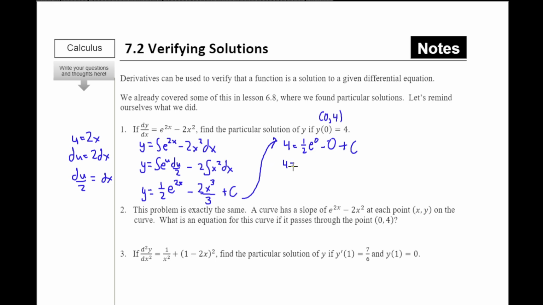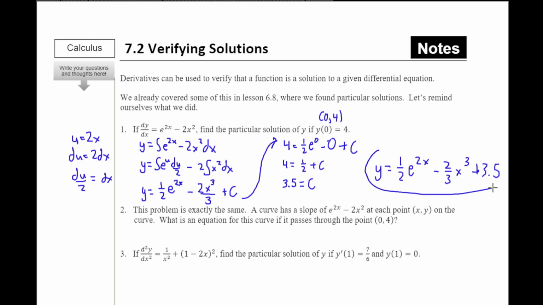And then 4 is equal to 1 half, because e to the 0 is just 1, so 1 half times 1 is 1 half, plus c. So that gives you a value of 3.5 equals c. Once you have the c, you just plug this into your general solution. That gives you your final answer. So y is equal to 1 half e to the 2x minus 2/3 x cubed. Instead of plus c, it's plus 3.5. That's your answer here for question 1.